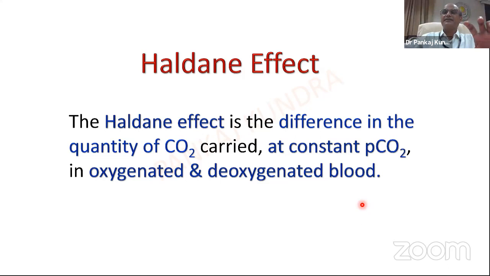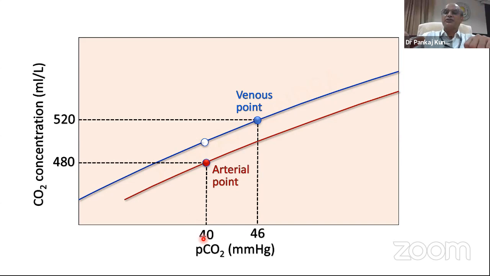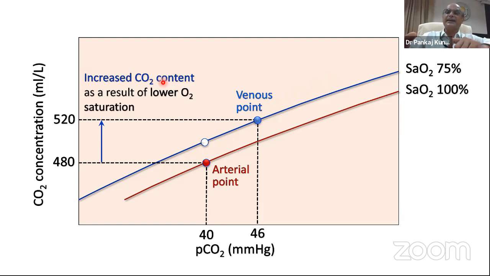How does it happen? We talked about this venous point and this arterial point. The PCO2 we are trying to keep constant and see what happens. Look at the concentration: earlier we talked about millimoles per liter, here we are talking about ml per liter. On the arterial side it is about 480, which is much less than the 520 on the venous side, but there is only a marginal difference in the PCO2 levels. So there is a remarkable difference in content rather than in PCO2. Now, the saturations on the right side: for venous it is 75%, for arterial it is 100%. The increase in carbon dioxide content occurs as a result of lower oxygen saturation.